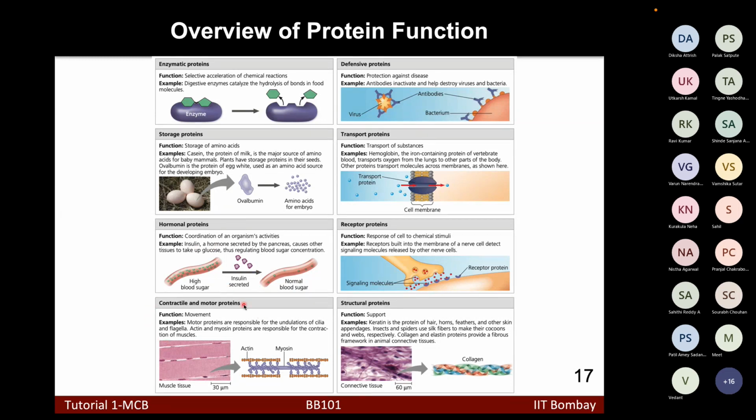Then there are motor proteins such as actin and myosin, which are involved in muscle tissue and muscle contraction. Proteins are also involved in body defense, like antibodies, which are protein molecules. Then there are transport proteins such as hemoglobin, which helps in the transport of oxygen. There are receptor proteins, such as those involved in neurotransmitter signaling. And obviously there are structural proteins, which help in the structural rigidity of the cell, like keratin, collagen, elastin, etc.